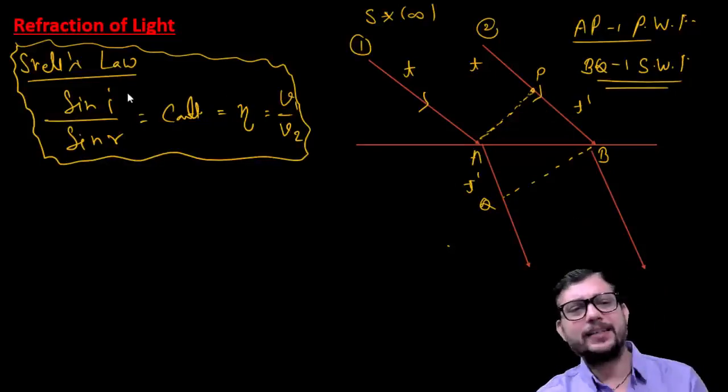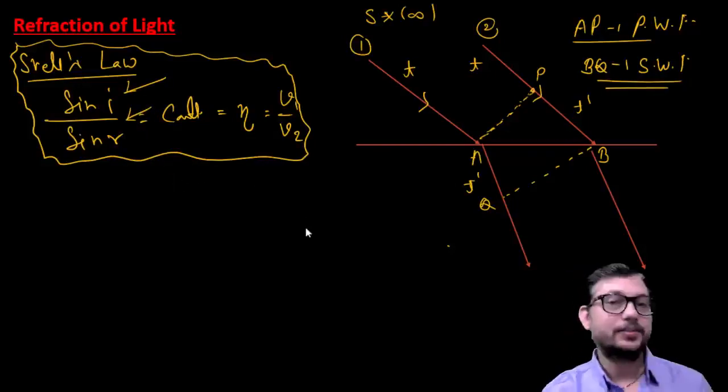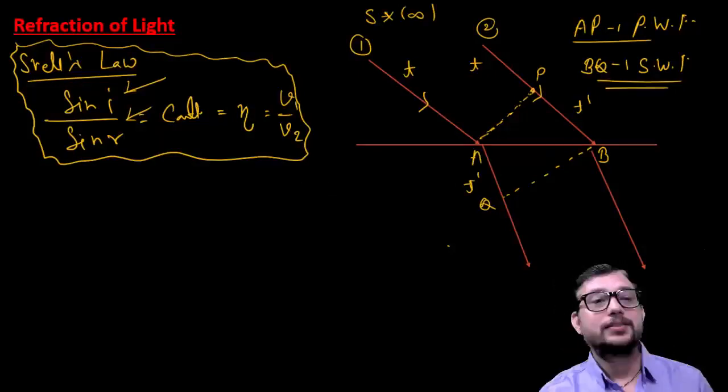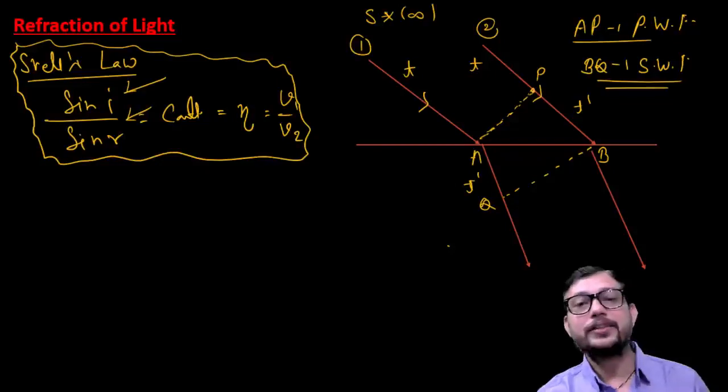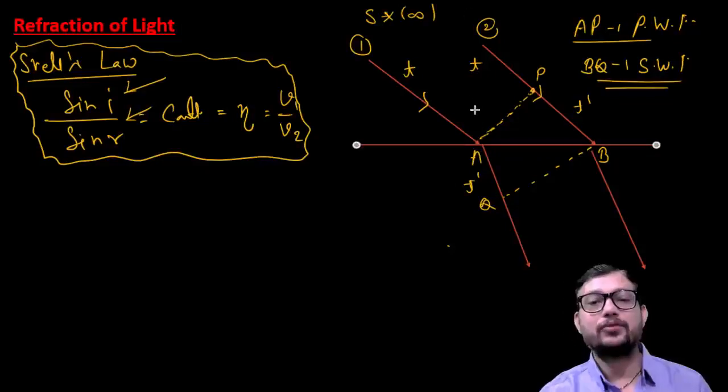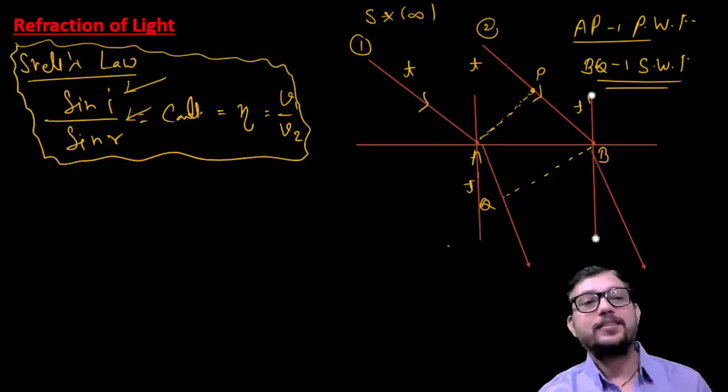As you can see, we have to take the ratio of the two angles I and R. So for that we have to draw the angles I and R. Let's draw it. For that we have to draw a normal like this at point A and at point B. So this will be your normal. This will be your angle I, and this will be your angle R.